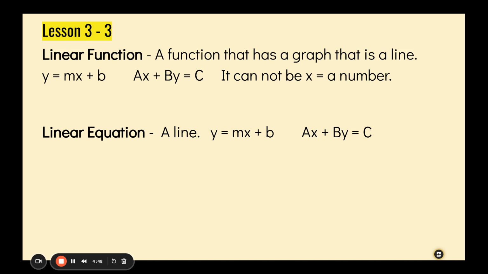A linear function. Guys, it has to be a line. In order for it to be a function, it can't be a vertical line. Vertical lines are when x equals a number. So make sure that you understand that a line has to have an exponent of 1 for the x and y. A linear equation just has to be able to form y equals mx plus b or ax plus by equals c.